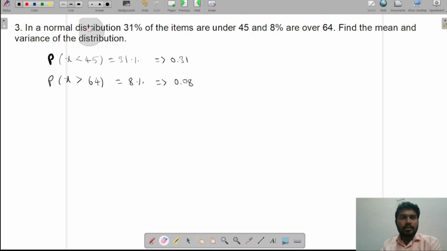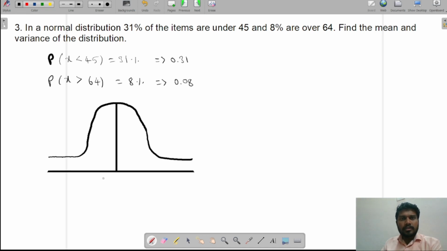Right. So now we'll go to the normal distribution table and we will express this given area in the normal distribution table. This is our normal distribution table. Here the midpoint is at z equal to 0. Given x less than 45 is 0.31, and x greater than 64, 8%, is 0.08.